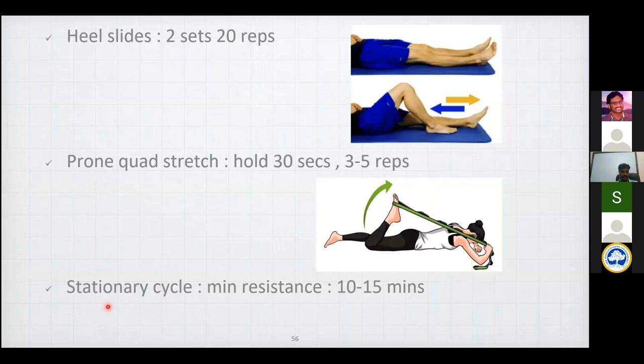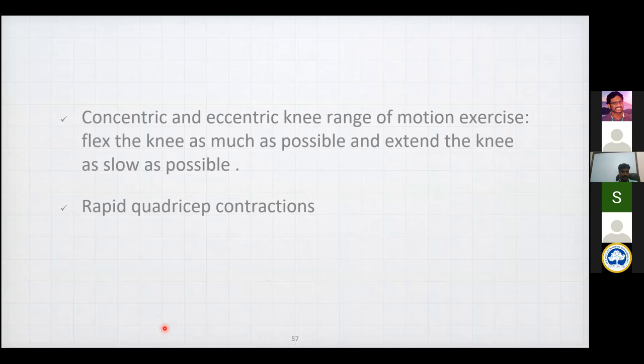Then stationary cycle. Initially, we will not give any resistance because the aim is to achieve the range of motion. And cycling will give a little confidence to the patient. So 10 to 15 minutes. We can use cycling in the warm-up. We can do it pre-warm-up and post-exercise also. That will help them mobilize easily, help them to gain their mobility easily.